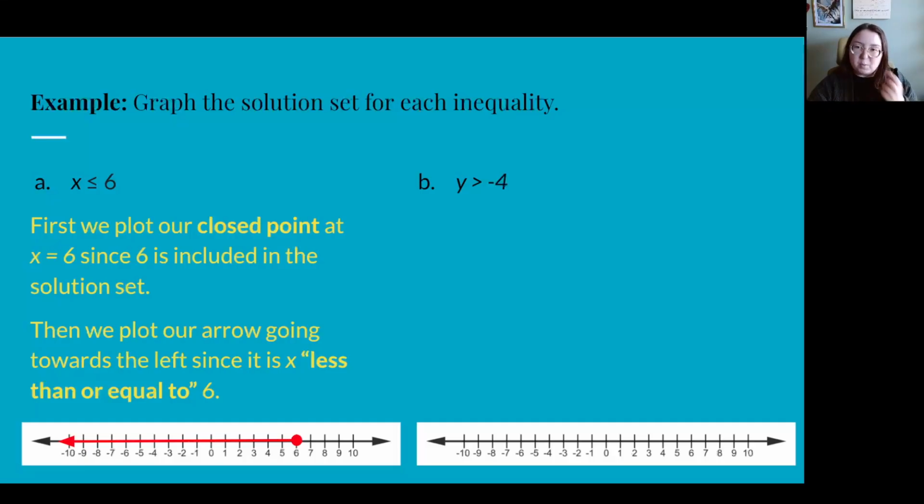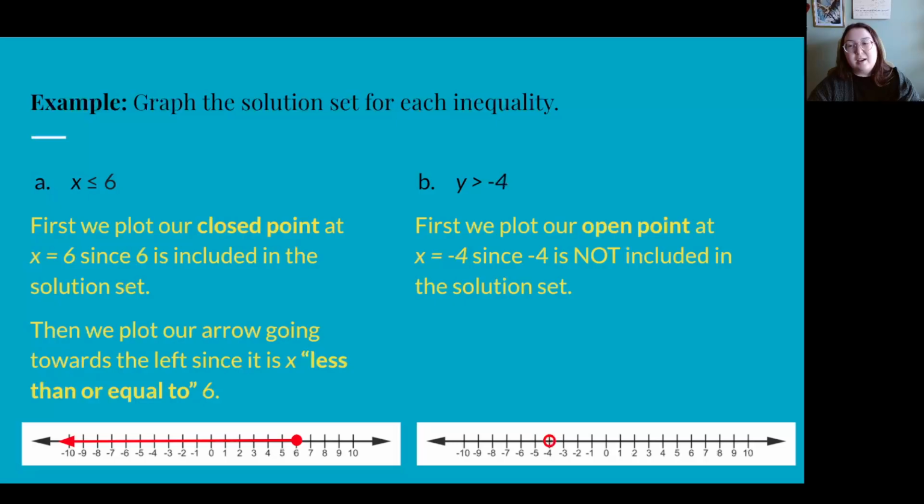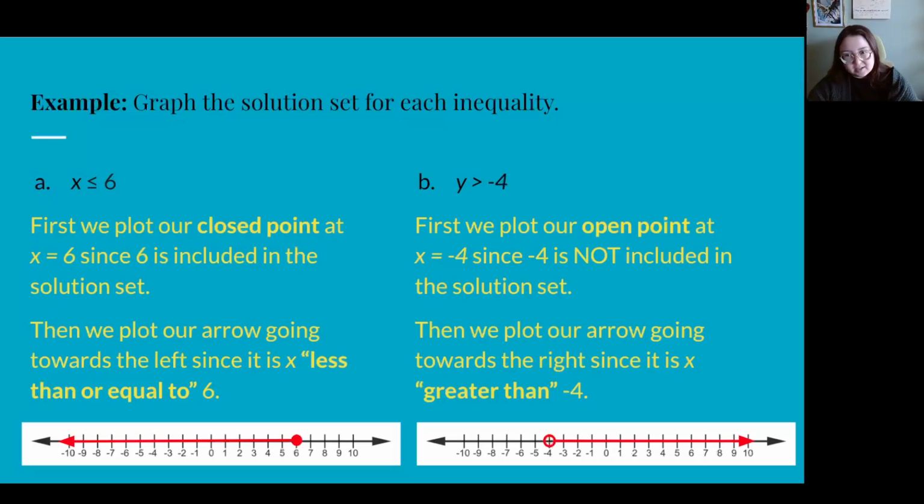All right, then for B, we have y greater than -4. So since we have greater than, not equal to, -4 is not included in the solution set, and that creates the open point. So that is a circle that is not filled in. So we have a circle that is not filled in at -4, and then it is greater than, so it's going to be filled in to the right. We also see that the inequality points to the right. So we plot our arrow going towards the right since y is greater than -4. It's the values that are bigger than -4. So you can also think of it that way. And you just fill in to the end of your number line, and that is about it. So that's how you graph a solution set for the inequalities that we have.